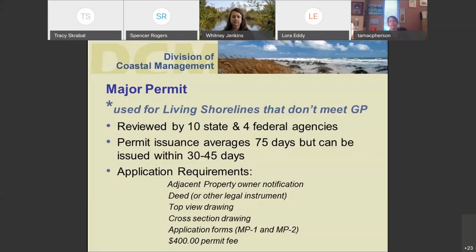So there's a little more to it with the major permit. We have a form for these. MP1 is your general application form. And then you'll also fill out what's called excavation and fill, which is the MP2, which is going to ask you how much material you're putting in, where it's coming from, and length, width, things like that. This is a $400 permit fee, and that's because Division of Water Resources has to issue an authorization as well, and we actually split that fee with them.